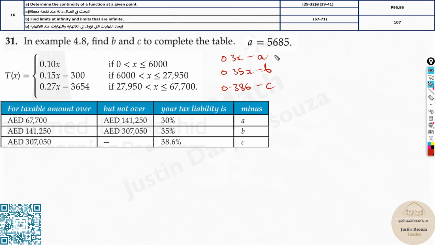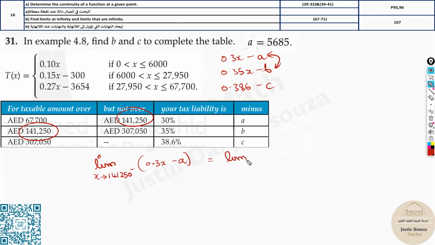A value is known, so let us take this and this. But what will be the x value limit? It will be 141,250 and 141,250 to solve for B, because A value is known. Now let me substitute over here with the limits. Let me write it over here. Limit as x tends to 141,250. This is the left side because it will be less than. X is less than this value, and that's the first equation, that is 0.3x minus a.